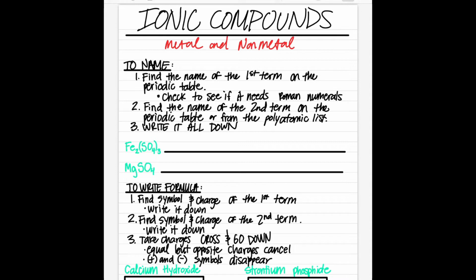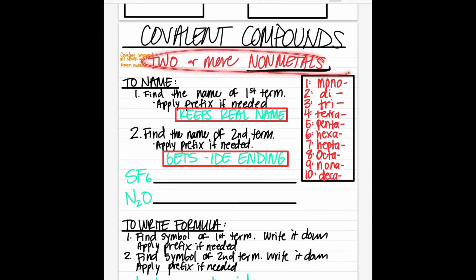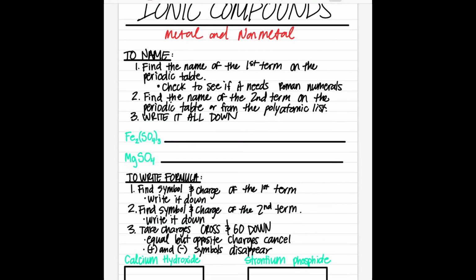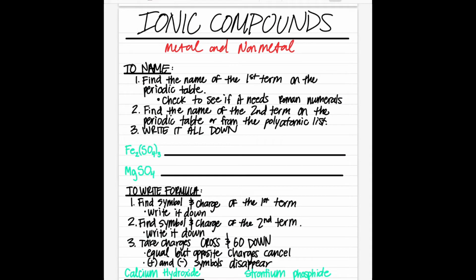So let's talk about how to identify ionic and covalent right here. All 3 pages have a way to identify it at the top. It's written in red. Ionic compounds are metals and nonmetals together. Under normal circumstances, 99% of the time, it's just going to be 2 terms. The first term will be a positive ion, and the second term will be a negative ion. You put them together and you get your ionic compound.